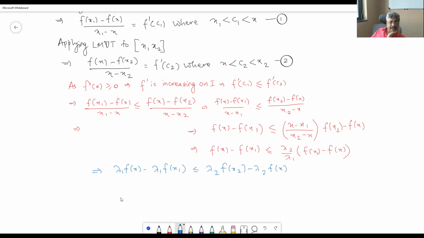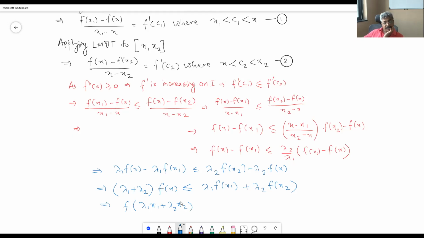So we have to collect f of x towards one side, which is lambda 1 plus lambda 2 times f of x is less than or equal to lambda 1 times f of x1 plus lambda 2 times f of x2. This is equal to 1, which implies f of, and how do we write x by section formula? Lambda 1 x1 plus lambda 2 x2.